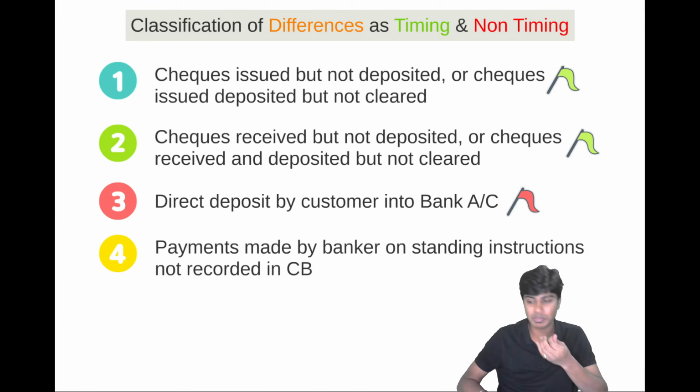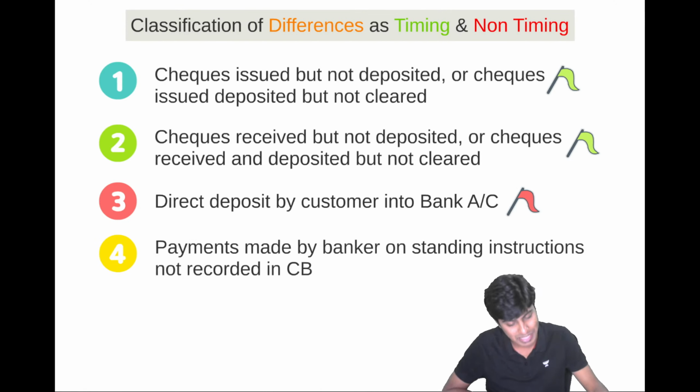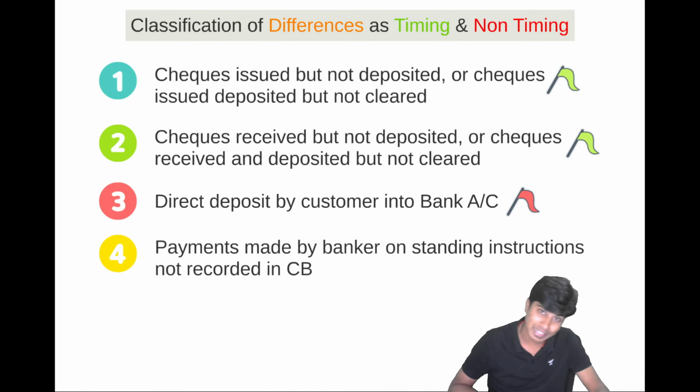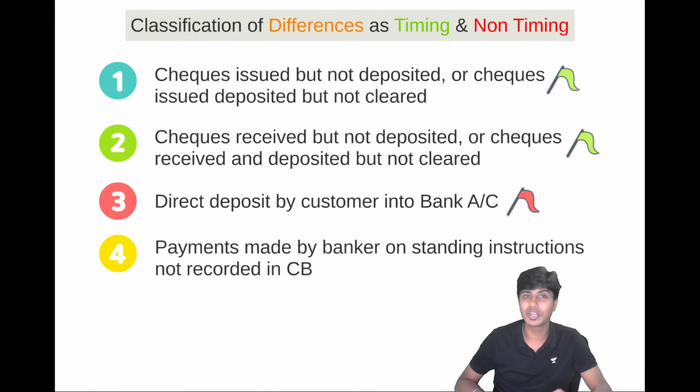Next one is payments made by the banker. This again has been entered in the passbook but not entered in the cash book. Until and unless you record this in the cash book, the difference will exist. So this, my friends, again is a non-timing difference.